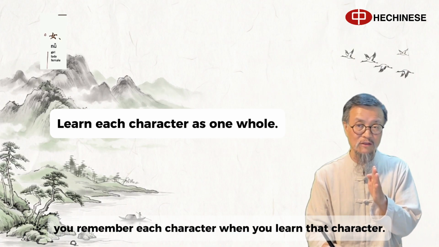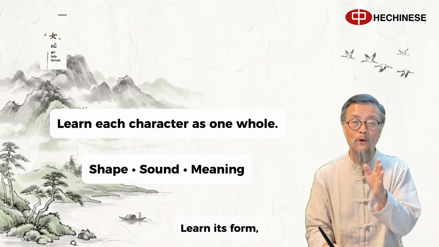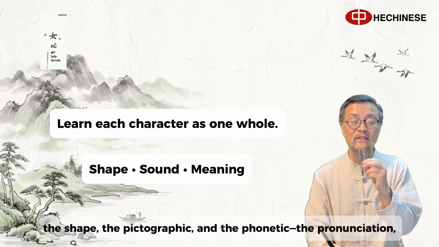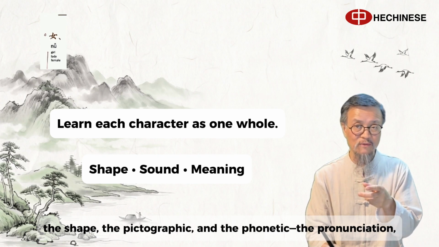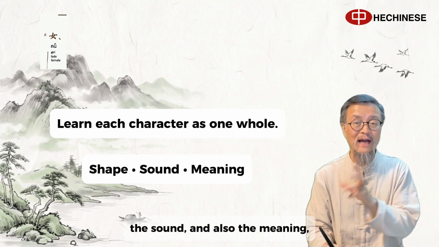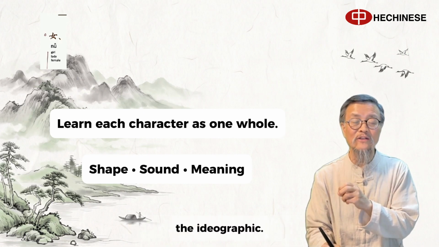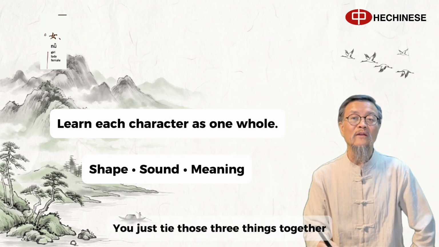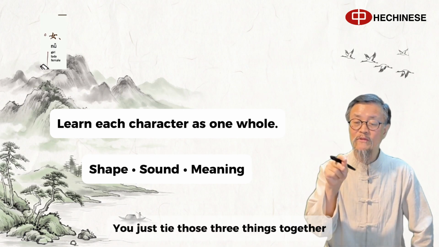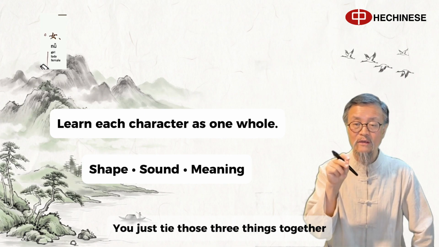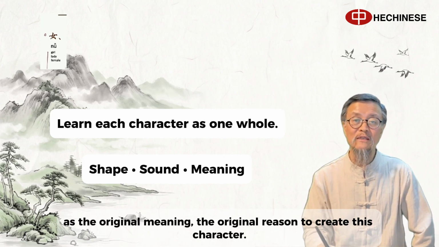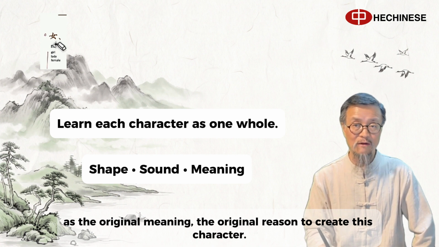When you learn that character, learn the form, the shape, the pictographic, and the phonetic, the pronunciation, the sound, and also the meaning, the ideographic. Remember the three things together. You just tie the three things together as the original meaning, the original reason to create this character.